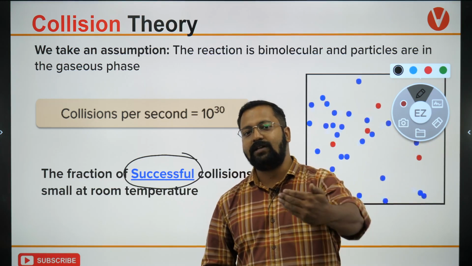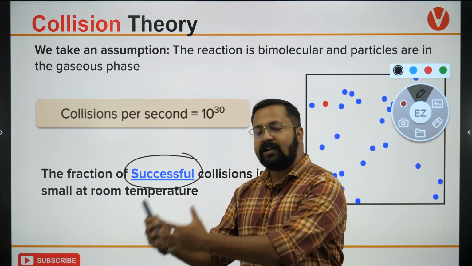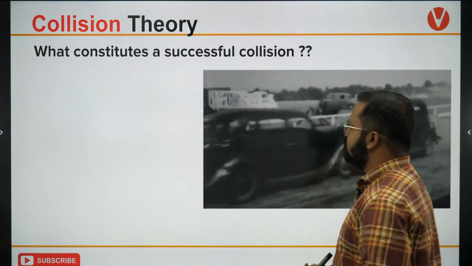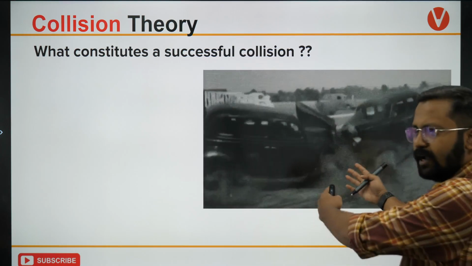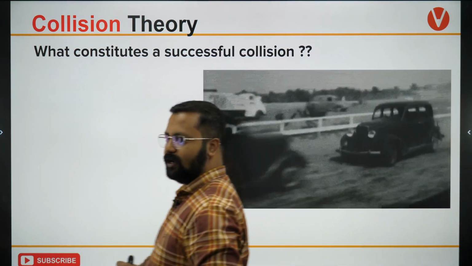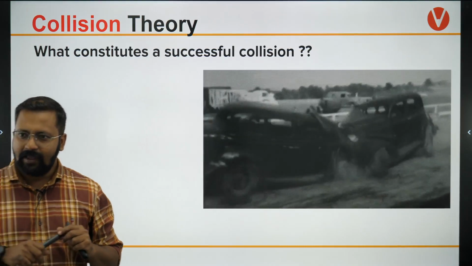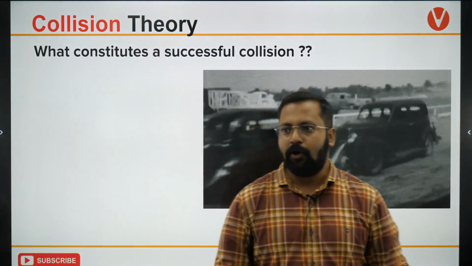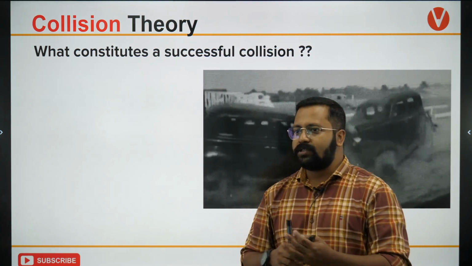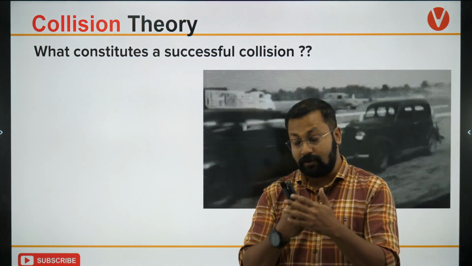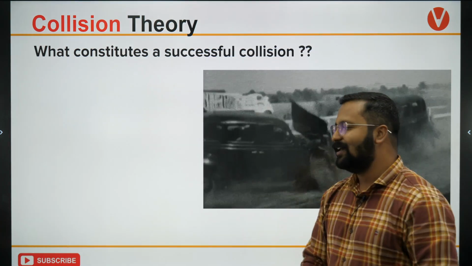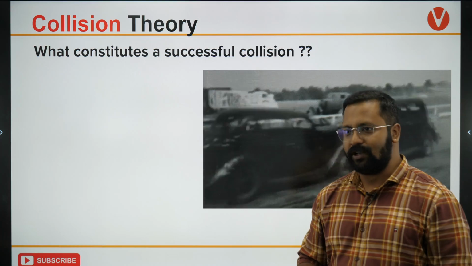You have to increase the temperature so as to form a greater amount of products. So moving ahead, what we can see is that there are two cars colliding with each other. What constitutes a successful collision? What constitutes a successful collision, not successive.